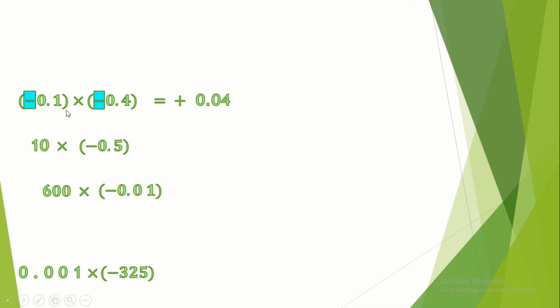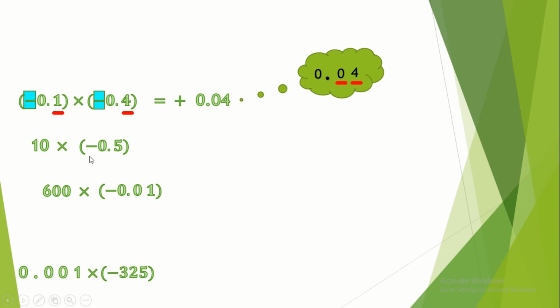Actually, if we remove the point and multiply 1 times 4, it gives us 4. But if we count how many digits we have after the point on both sides, we have 1, 2. So here we should have 2 digits after the point. Then we fill the empty spaces with 0. It will give us 0.04.